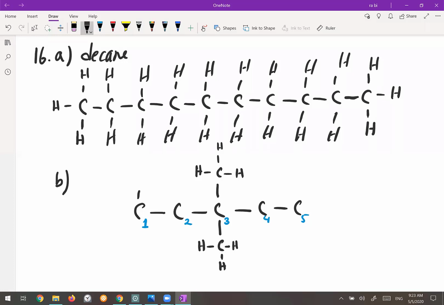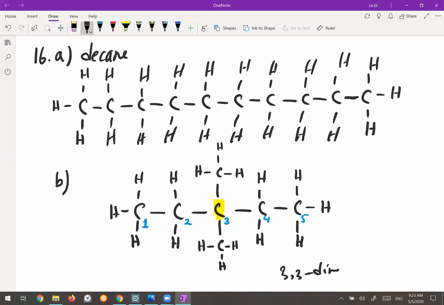The first carbon needs 3 hydrogens. The next one needs only 2 hydrogens because it already has 2 bonds. The third carbon here doesn't need any hydrogen because it has 4 bonds. The fourth carbon needs 2 hydrogens. And the last carbon needs 3 hydrogens. So this is the correct structure for 3,3-dimethyl pentane.